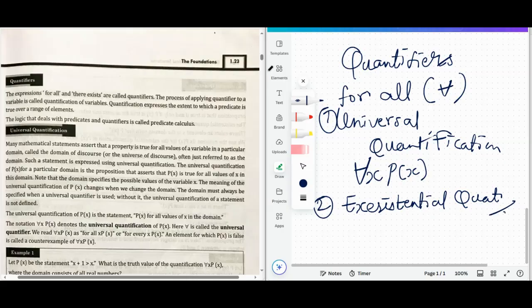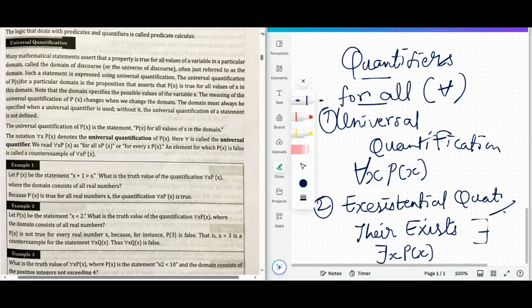In this we'll be using "there exists", which is denoted by the symbol ∃. So it can be written as ∃x P(x). There are two types of quantification. The first one is for all, called universal quantification, which we write as ∀x P(x). Then we have existential quantification, which uses "there exists", denoted by the symbol ∃. There exists x P(x) is denoted this way.